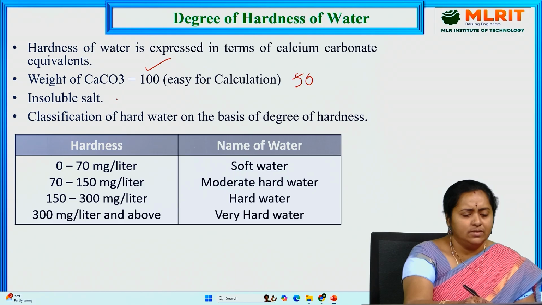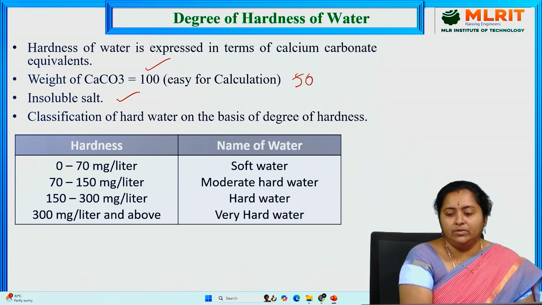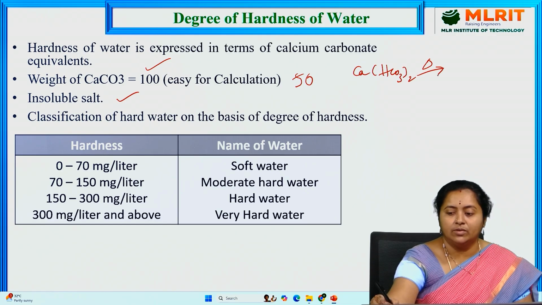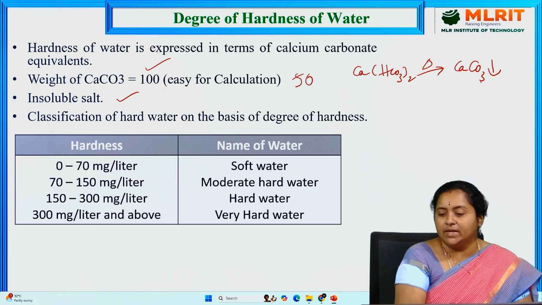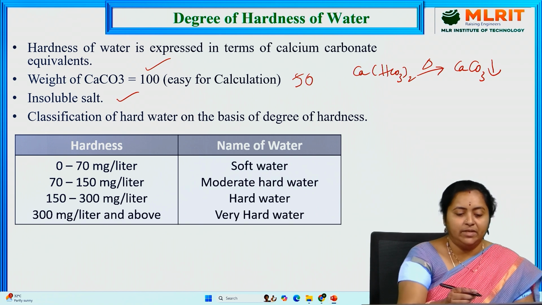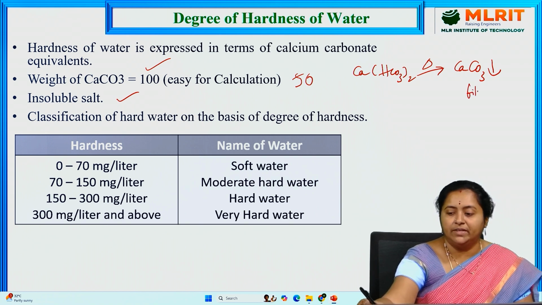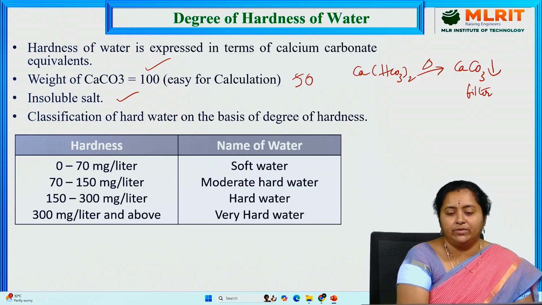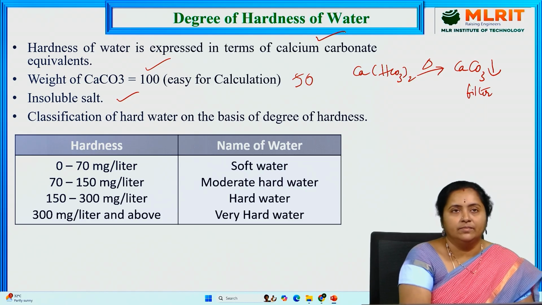And the second one, it is an insoluble salt. As I told you, if you notice the reaction, calcium bicarbonate, simply on boiling the water, is able to convert into insoluble precipitation of CaCO3. So it is insoluble in nature, and at the same time it is PPT, that is precipitate. This precipitate is insoluble in nature and can be easily removed by filtration technique. Simply by filtering the water, it can be separated. So that is the second advantage why we consider calcium carbonate. That means hardness is expressed in terms of calcium carbonate equivalence.